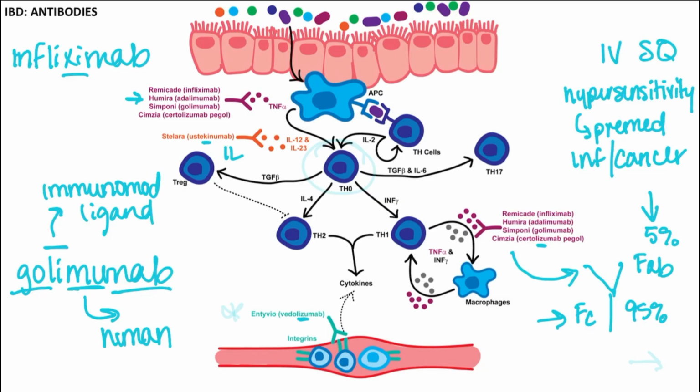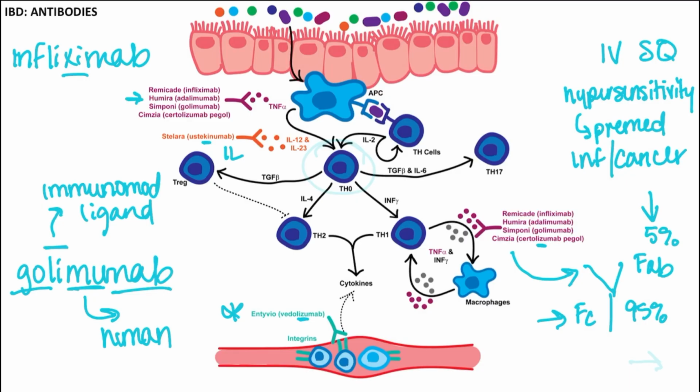I do want to point out that Entyvio or vedolizumab would theoretically have less risk of this generalized immunosuppression because, remember, it has this gut-specific mechanism. But there's still going to be that slight risk if there's any off-target effect.